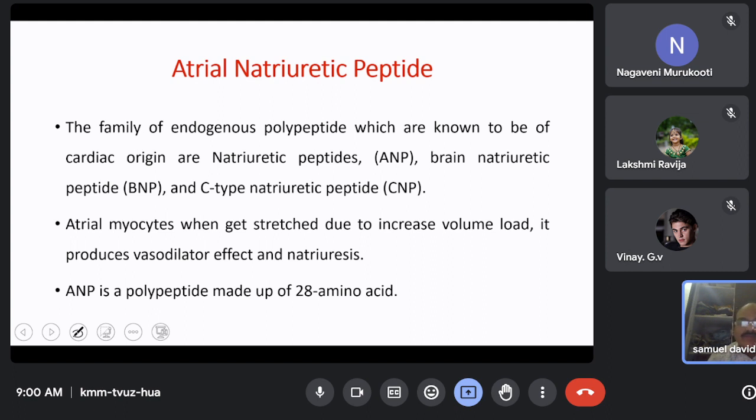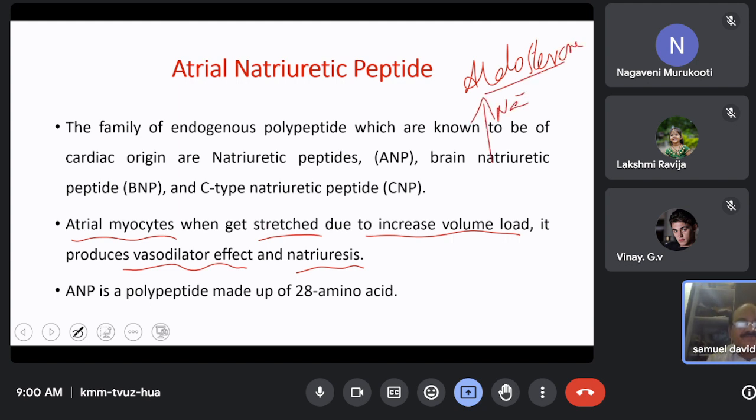How do these produce their effect? When atrial myocytes get stretched due to increased volume load, it produces a vasodilator effect and natriuresis. Yesterday we saw how aldosterone works. Aldosterone is responsible for sodium reabsorption. When sodium gets reabsorbed, along with sodium, water also gets reabsorbed because the concentration rises there because of sodium. This happens whenever the blood volume is reduced. Thus, it is responsible for maintaining the water balance.